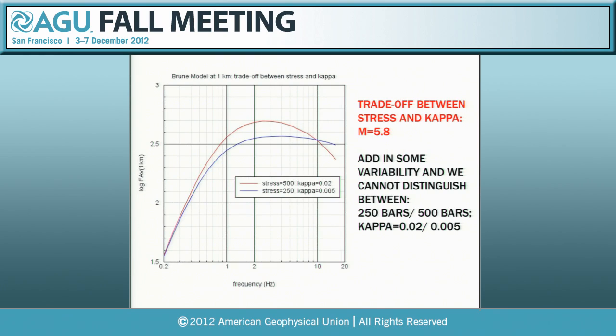And that's the trade-off between stress drop and kappa. You can kind of imagine that if you took two quite different source models, the stress drop is different in those two lines by a factor of 2, but they have different kappa values, and add in some variability, it might be quite difficult to tell the difference between those two. And next one.